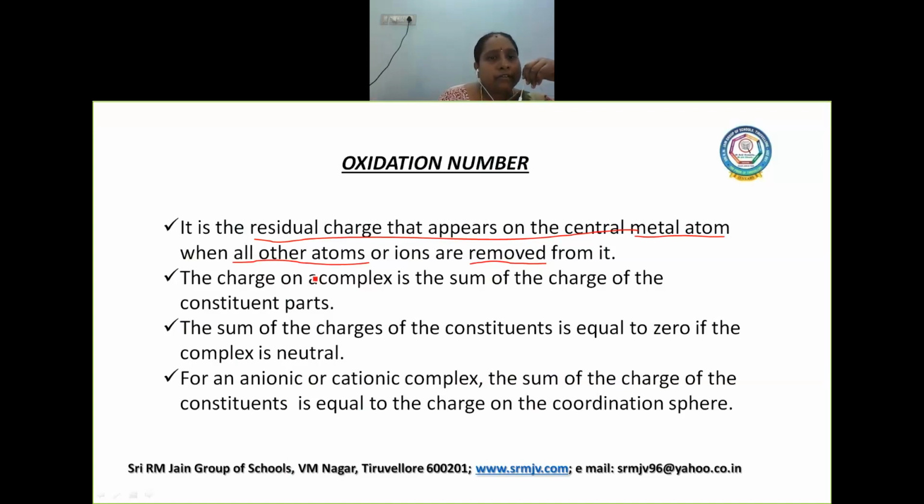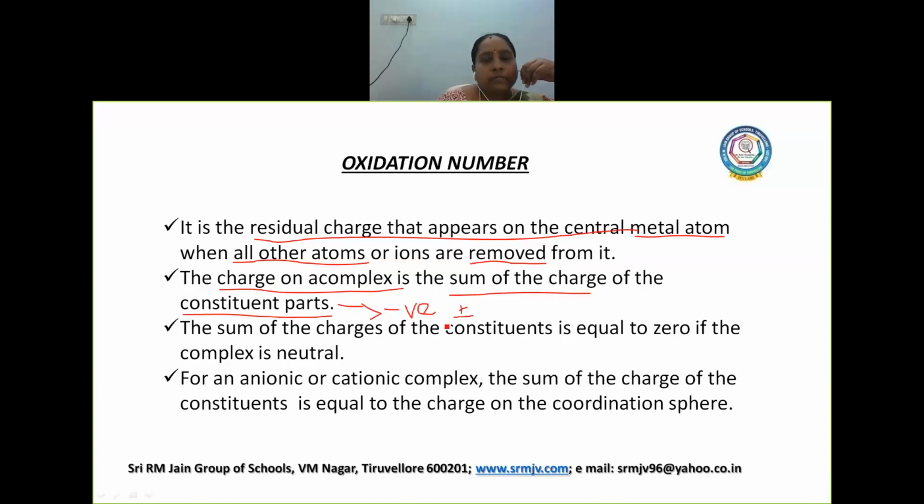Is it clear? Now the charge on the complex is the sum of the charges of its constituent parts. A complete coordination complex will have a charge. If it has an anion on the right side, then the anionic charge will be attained by the sphere. If it has a cation in front of the sphere, on the left-hand side, then the charge of that cation will be balanced by the anionic sphere. Is it clear?